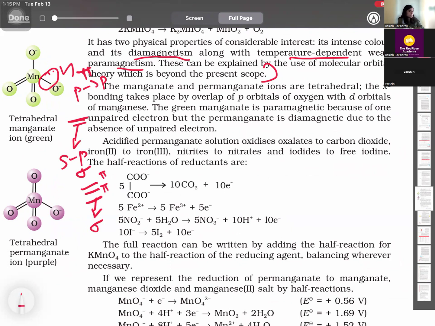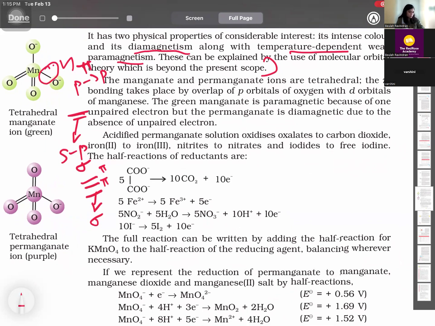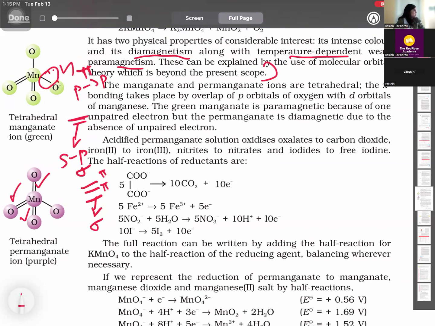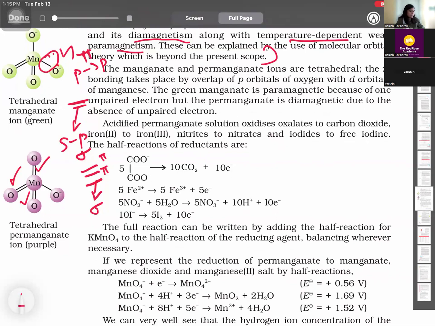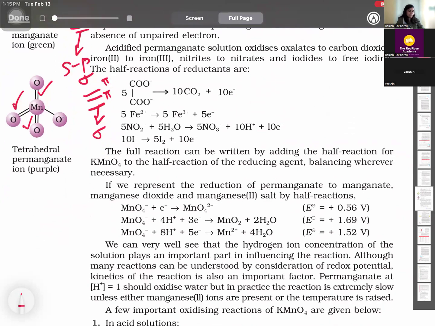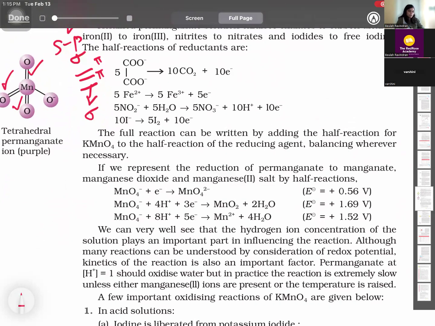Pi bonds are maximum unsaturated, right? Here you must find three pi bonds, right? And compared to this, here one pi bond is absent. That is a major difference. That pi bond can be occupied by means of what? Oxidation or reduction? Oxidation. So many oxidation reactions take place in this. Here also you'll be given.